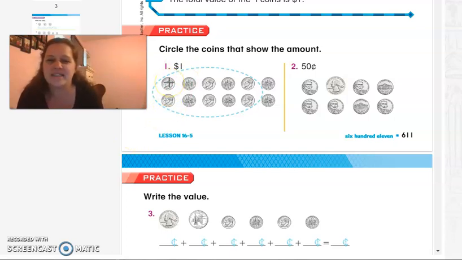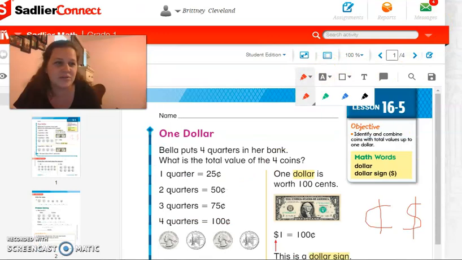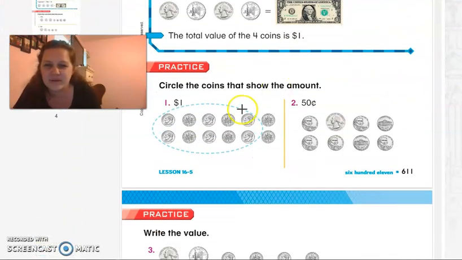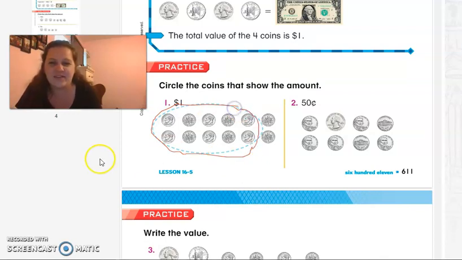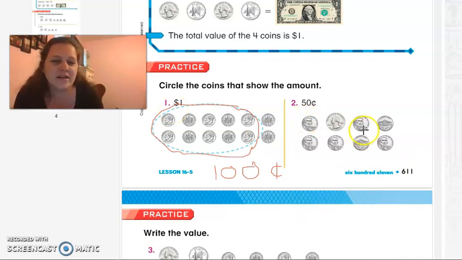If we count these by 10, 10, 20, 30, 40, 50, 60, 70, 80, 90, 100, then we know that these right here that they've already circled, they've already kind of given you the answer, all together, these equal 100 cents, which is the same as $1, which is what they asked us to circle. All right, let's look over here at number 2.